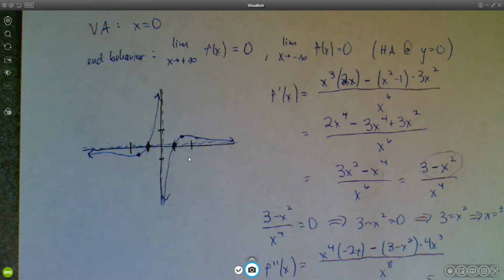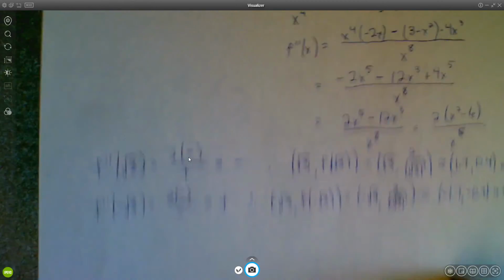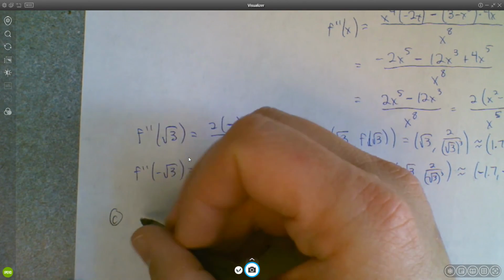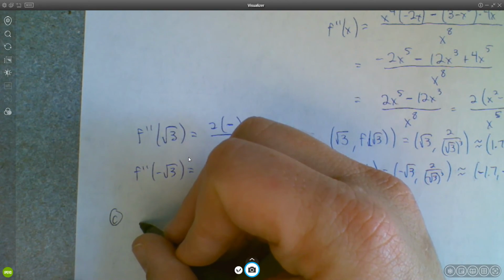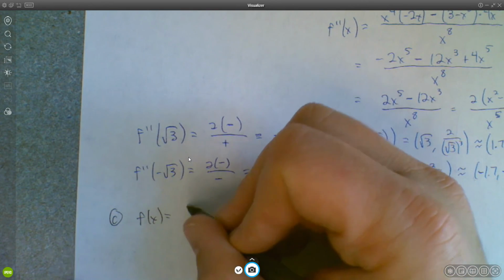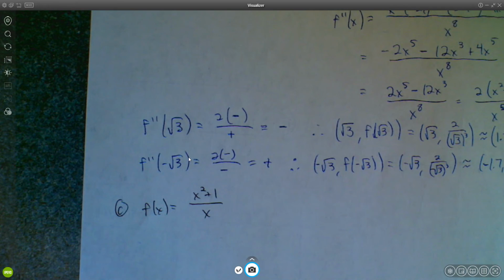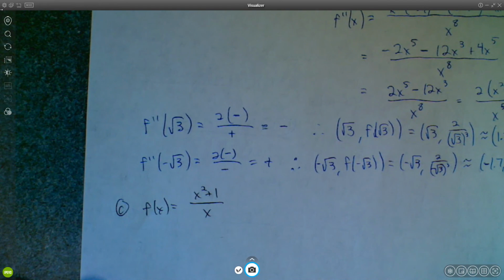Okay, so let me just finish up what I have to say about rational functions real quick. We won't work these out in detail, but I just want to show you, if you had something like f of x equals x squared plus 1 over x, where the degree of the numerator is greater than the degree of the denominator, this is when you have oblique asymptotes. And to find the oblique asymptote, you just do division, right?